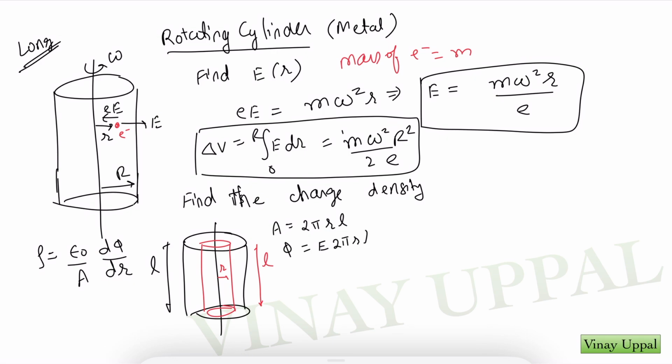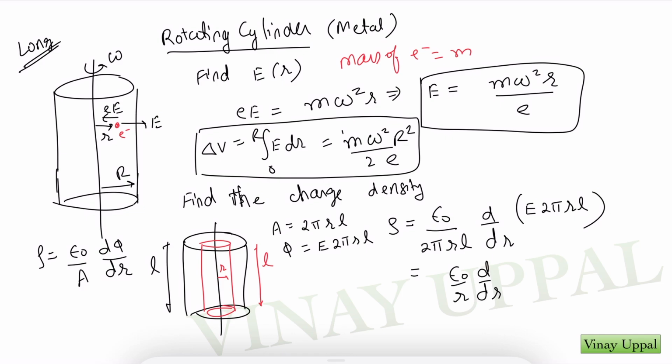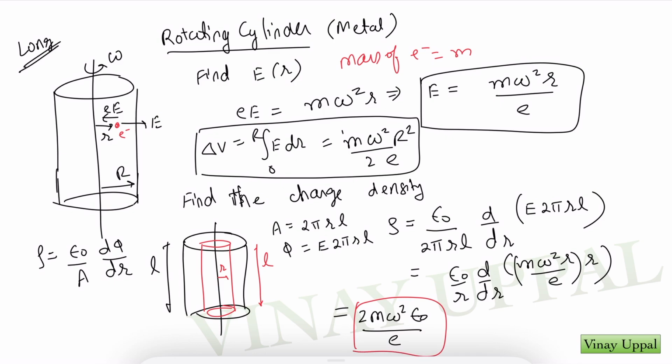and the flux through this would be electric field times 2 pi rL, and therefore my charge density would be epsilon naught by 2 pi rL times d by dr of electric field times 2 pi rL. So 2 pi L will cancel out, of course, so I'll have epsilon naught by r d by dr of electric field, which is m omega square r by e, times r. So very straightforward, simply the derivative of r square is what is required here. So what you will get is 2m omega square epsilon naught by e.